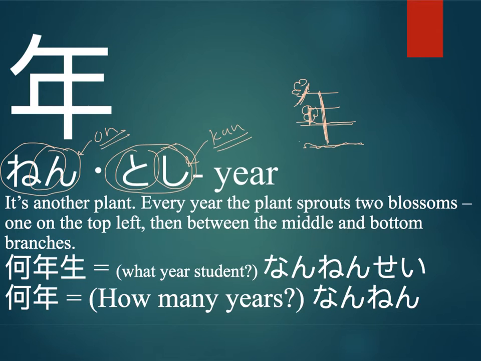1 on the top left and 1 between the middle and the bottom. So every year that plant sprouts 2 blossoms. Maybe it's like a cactus. And, oops, actually we haven't introduced one of these kanji here. This is actually nan here. And you have nen, sei. Literally, what year student? Okay, sorry though, nan is introduced in the next slide. And then you have nan nen. How many years?